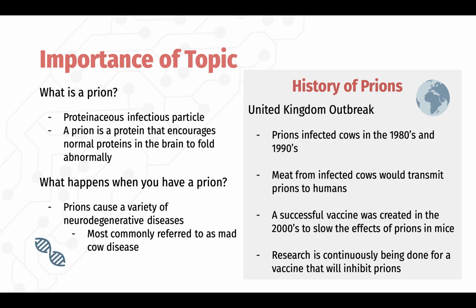Then a little bit of history about prions, about the United Kingdom outbreak. So cows began having a lot of infections by prions in the 1980s and 1990s, and then humans would consume them, like in hamburgers or whatnot, and that's one way that prions can be transmitted to humans. And then in the 2000s, there was a successful vaccine, but it only slowed the effects of prions. It didn't completely stop prions from denaturing normal proteins, but research is continuously being done to develop a successful vaccine.